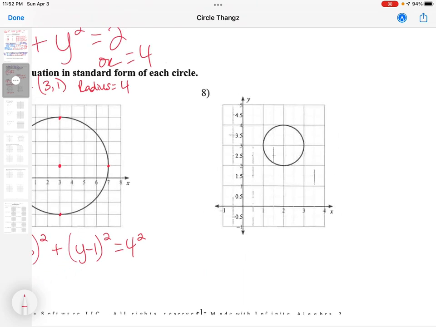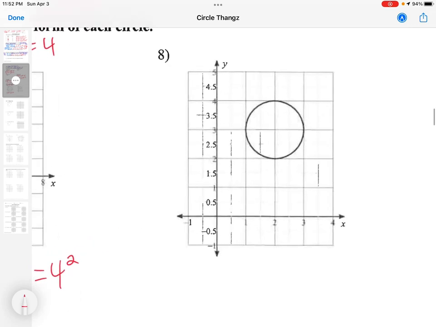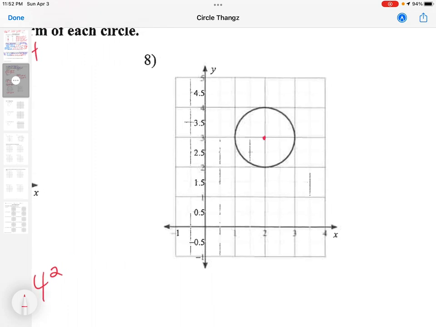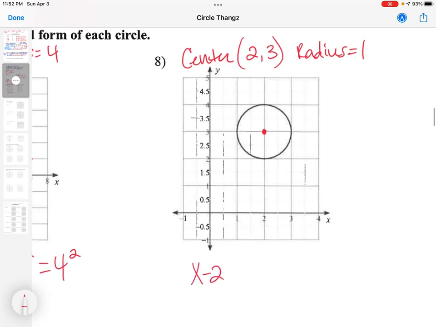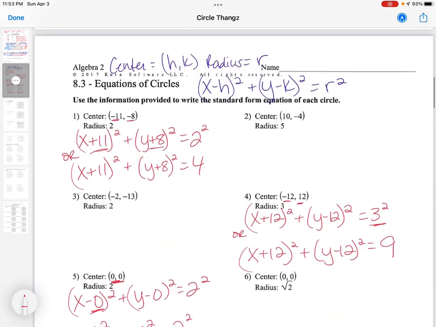And on number 8, if you notice your y value has half points marked, but it doesn't change your process. I see that my circle is 2 units wide and 2 units tall, so I know right here in the center of both of those would be my center. So my center is located at (2, 3), and my radius is just equal to 1. So I would have (x - 2)² + (y - 3)² = 1². And that would be my equation there.